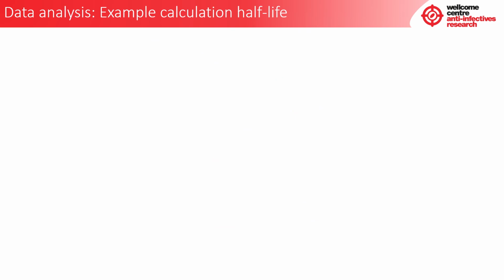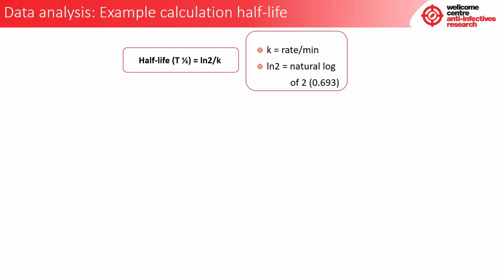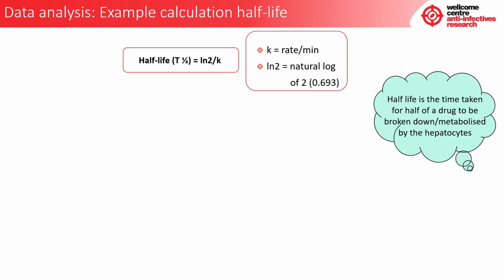Data analysis, example calculation of half-life. Half-life, also known as T half, equals ln2 divided by k, where k is the rate per minute and ln2 is the natural log of 2, calculated as 0.693. Half-life is the time taken for half of a drug to be broken down or metabolized by the hepatocytes.